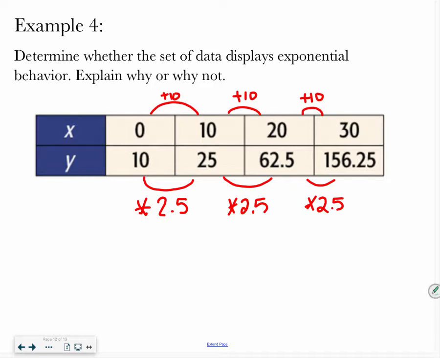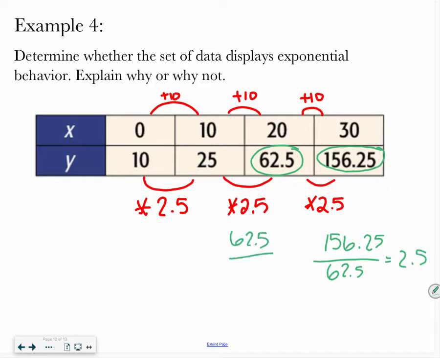And if you're unsure of how to tell what you're multiplying by, start on the right-hand side and divide by the number to the left of it. If you do 156.25 divided by 62.5, you're told what that number is. And then if you do 62.5 divided by 25, that equals 2.5. Okay, so if you're ever unsure of what you're multiplying by, just take the number on the right and divide it by the number to the left of it. Okay, because sometimes it's not an obvious thing.